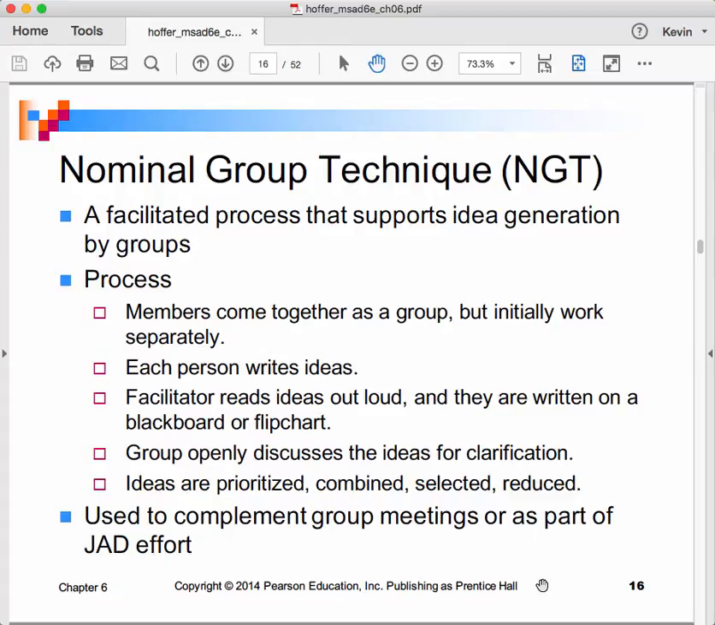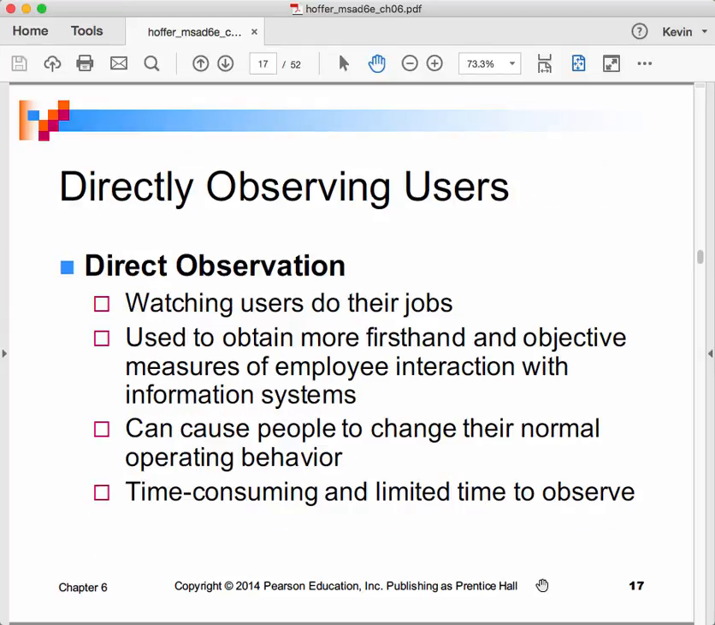The group openly discusses the ideas for clarifications. The ideas are prioritized, combined, selected, and reduced. This can often complement another group approach, which is called a JAD, which we're going to talk about in a minute. Okay, so if in fact we're doing some kind of interviewing, it could be with individuals or groups, and if we're doing it with groups, we might have one process or the other.